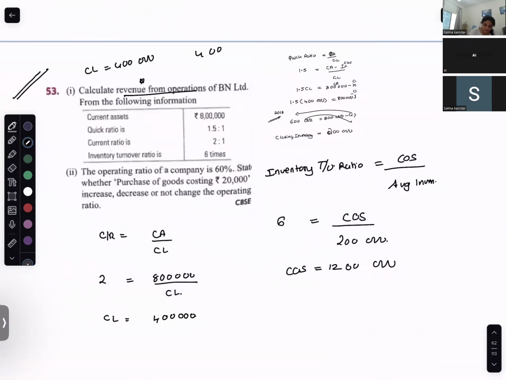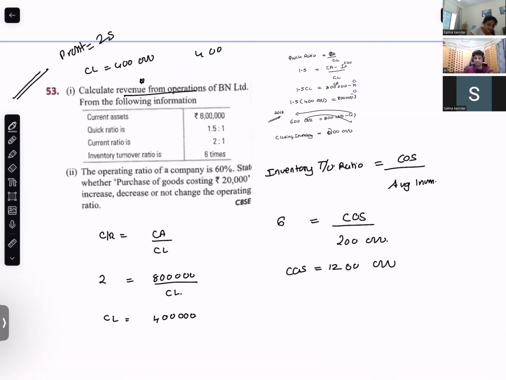There is one piece of information missing. That information missing is that profit is how much? 25%. Okay. Now use this information. Profit is 25% on cost, and they want revenue.